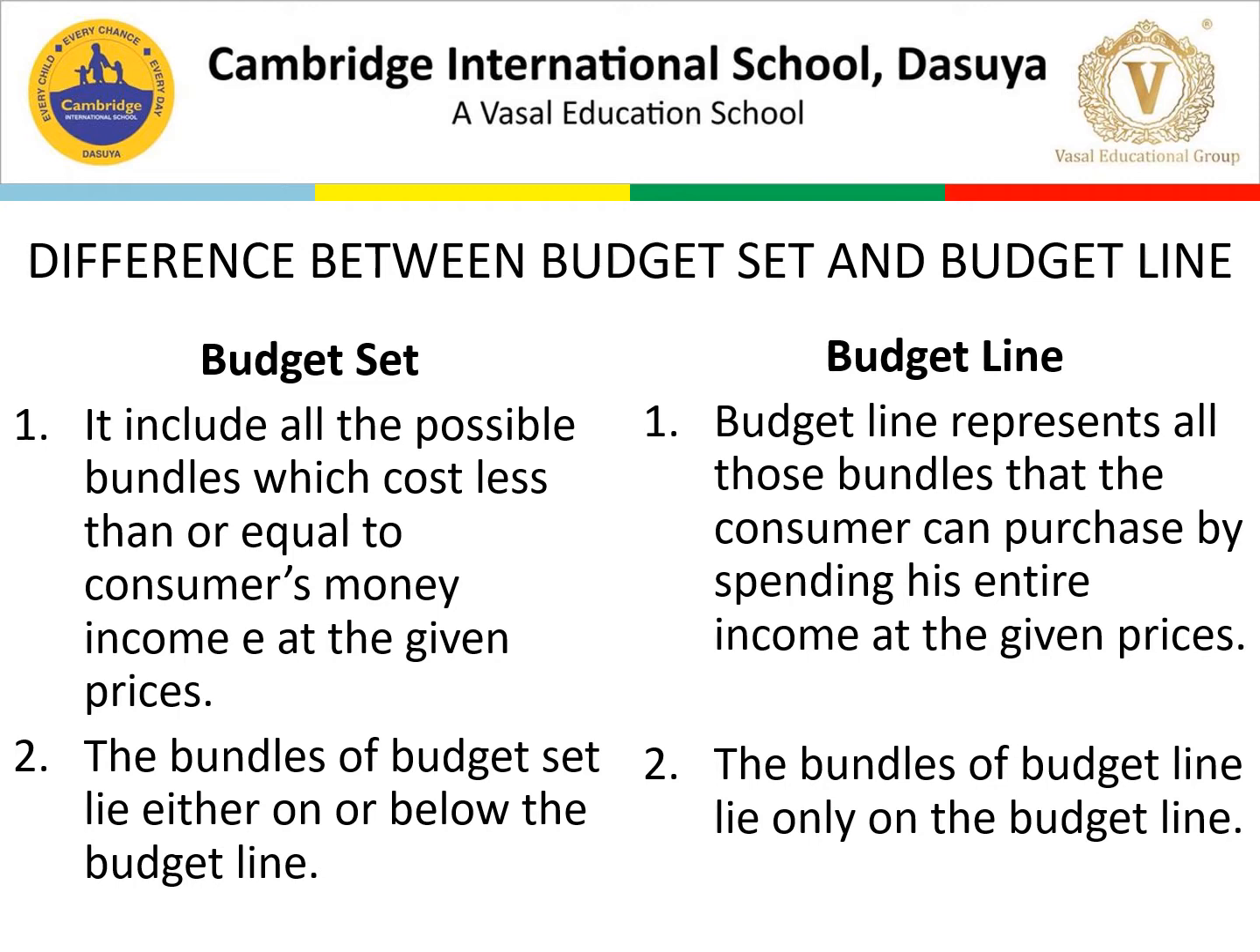So all the bundles which we are showing for the two commodities will always lie on the budget line. So we are showing it on the budget line. Now let's move on to the detail of the budget line further.